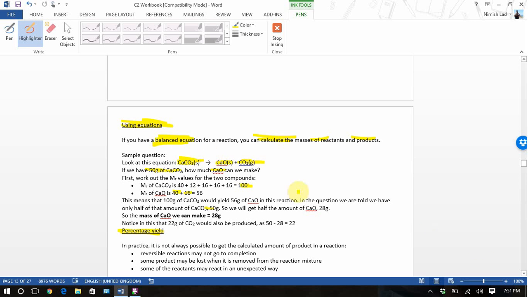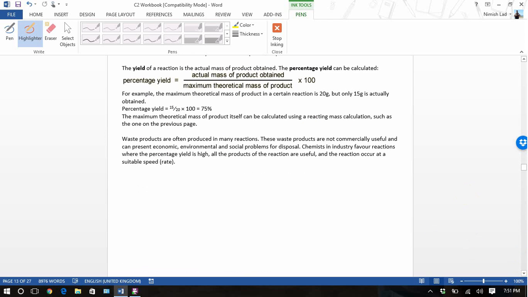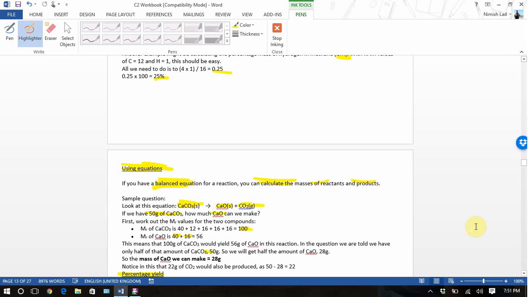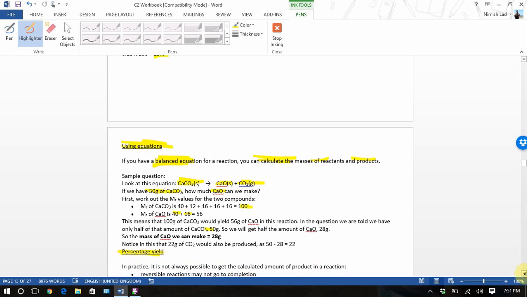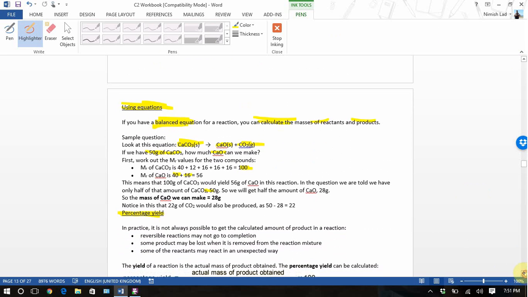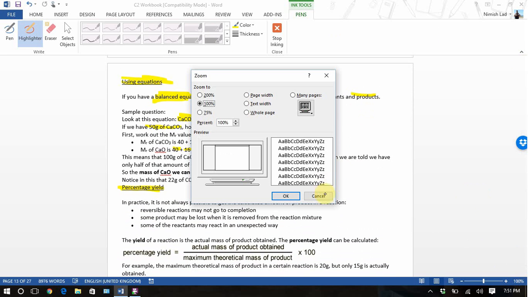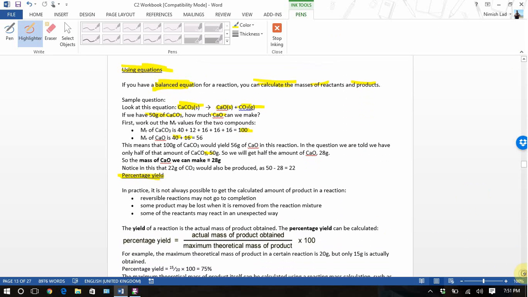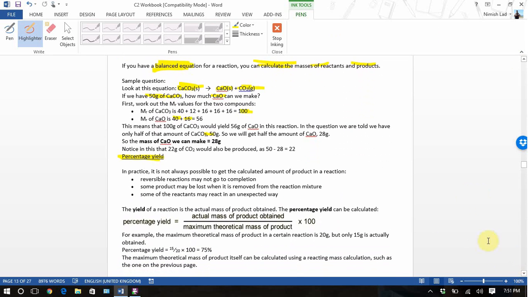Right, percentage yield. So this is about when we've got a calculation taking place, an experiment taking place, and you're trying to figure out how much product you're producing, and therefore you theoretically calculate it. But remember, in practice, this is never going to happen. You're never going to get exactly the amount you theoretically say you're going to produce. So we've all decided the percentage yield. So sometimes some reversible reactions might not always go to completion. Some products might be lost when it's removed from a reaction mixture, and some reactants may react in an unexpected way. So you might get some leakages and some other ideas like that.